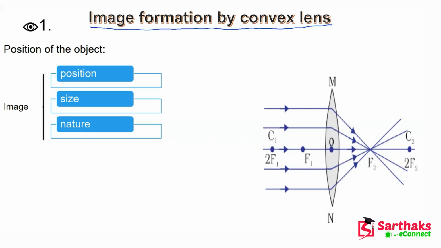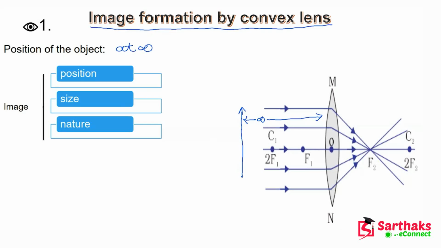Now, this is our first case. Let's suppose this is the position of the object, and we have placed the object at infinite distance from the lens. Here I am writing at infinity. Infinity means it is far away from this convex lens. Now we have to figure out the position of the image. So in this case, we will draw a diagram.